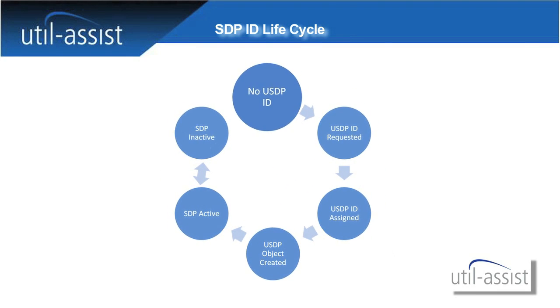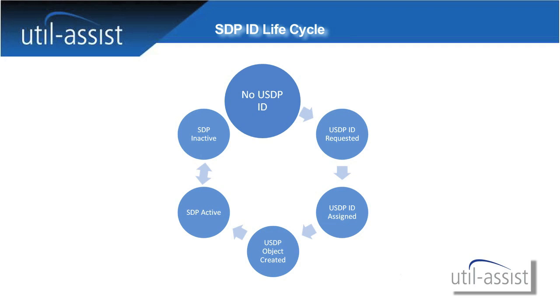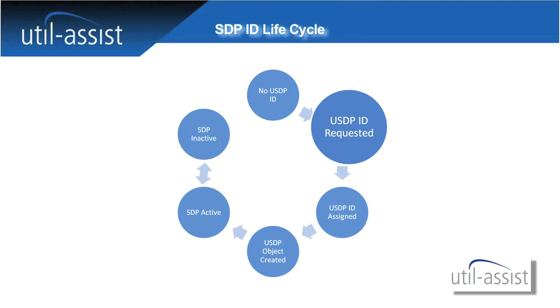No USDP ID. The SDP is unknown to the MDMR. The LDC must obtain a USDP from the MDMR before it can initiate any activity in the MDMR for the SDP and the associated meter. USDP ID requested. The LDC has initiated a request for the USDP from the MDMR. A USDP can be requested at any time, independent of whether the service meter point is metered with a smart meter or actively consuming electricity.